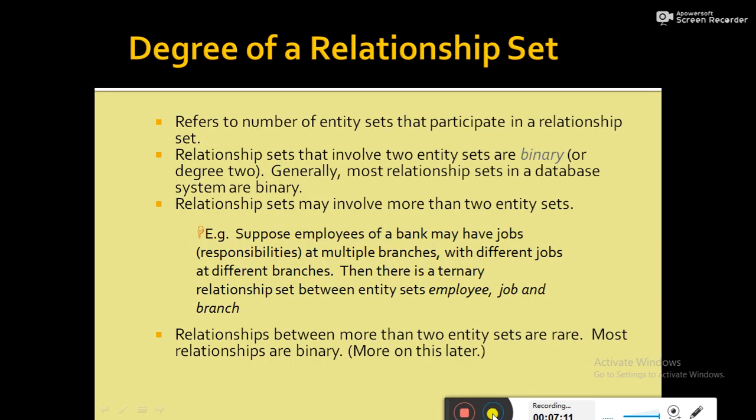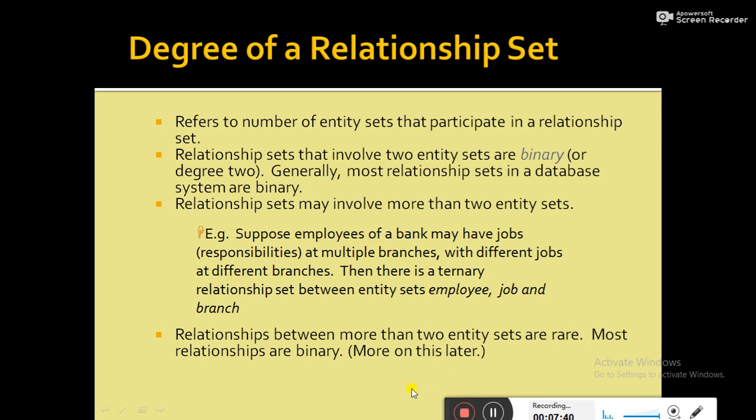Next topic is degree of relationship set. Now, degree of relationship set refers to the number of entity sets that participate in a relationship set. The relationship sets that involve two entity sets are known as binary relationship sets, meaning it's degree 2, and generally most of the databases in RDBMS have binary relationships.